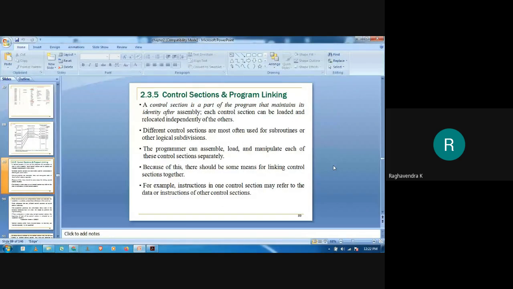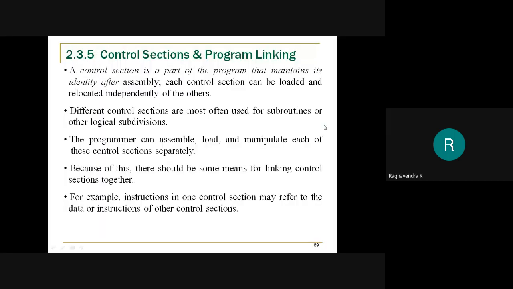So we were also discussing the concept of control sections. So control sections and how program linking is going to be done. So as I already mentioned, a control section is a separate program, or a separate entity that actually maintains its identity even after the assembly process. Okay, so what does it mean? It means that we can actually load and relocate these control sections or these programs independent of each other. So they may not be written in a single program, they can be written separately and they can be loaded and executed separately. So this is one of the advantages of using the control sections.